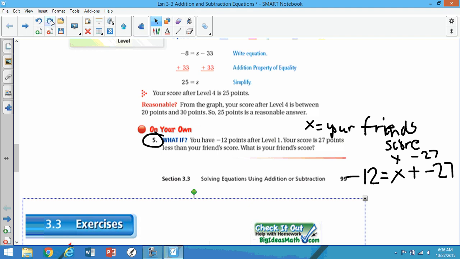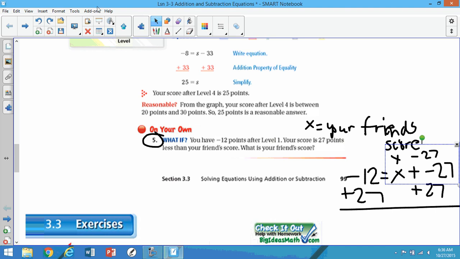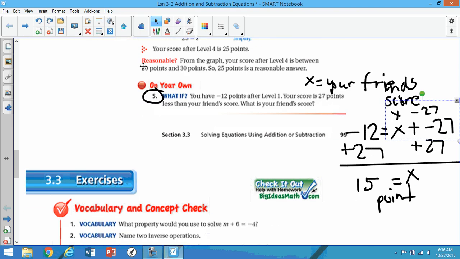Okay. So, if I'm going to solve that, I'm going to add the opposite to both sides. So I'm going to add 27 to both sides. And I end up with, on the right, a negative 27 and a positive 27 is going to give me just x. And on the left, a negative 12 plus 27 is going to give me 15 points. Okay?